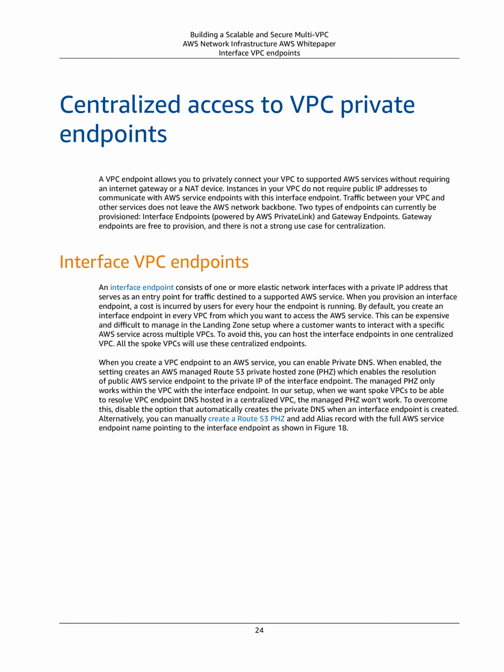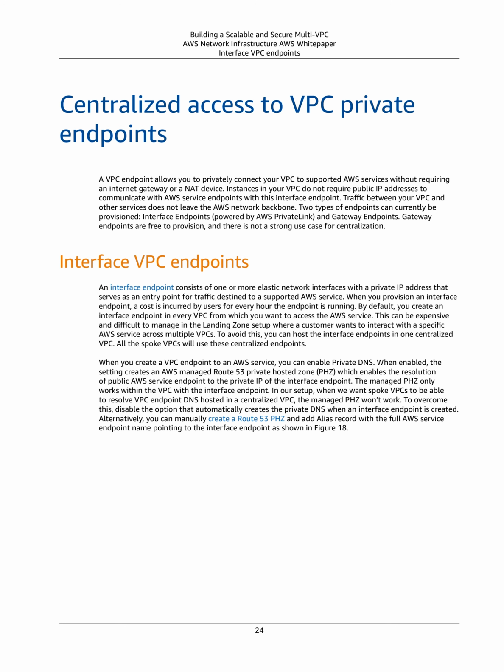A VPC endpoint allows you to privately connect your VPC to supported AWS services without requiring an internet gateway or a NAT device. Instances in your VPC do not require public IP addresses to communicate with AWS service endpoints with this interface endpoint. Traffic between your VPC and other services does not leave the AWS network backbone. Two types of endpoints can currently be provisioned: interface endpoints, powered by AWS PrivateLink, and gateway endpoints. Gateway endpoints are free to provision, and there is not a strong use case for centralization.